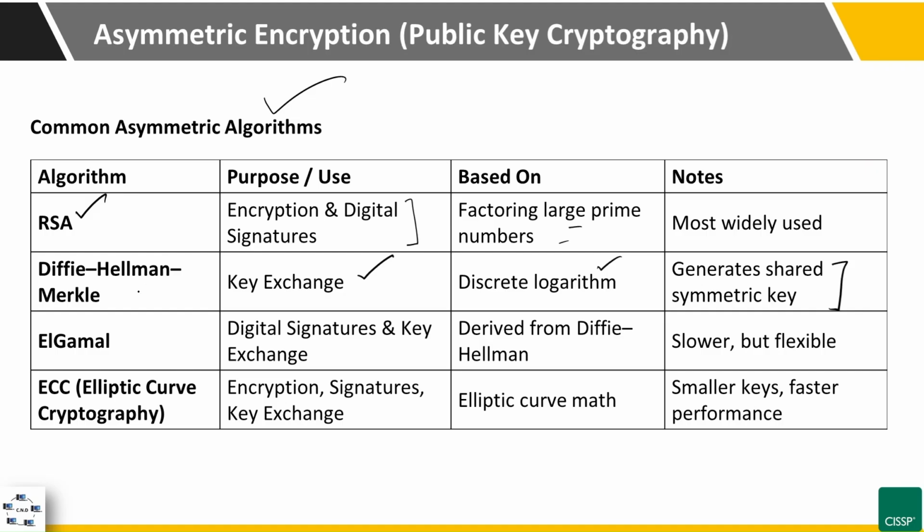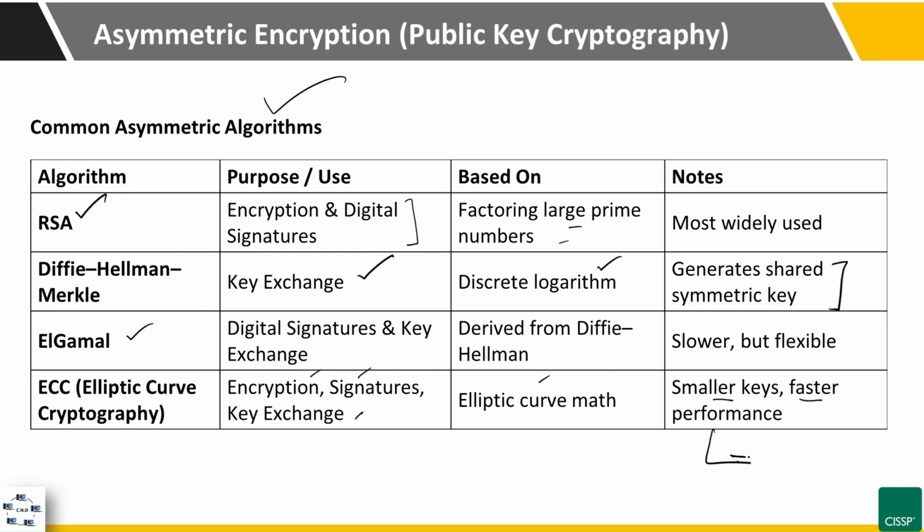So it is basically the Diffie-Hellman-Merkle algorithm that is used for generating the symmetric shared key and sharing with the parties. ElGamal is used for digital signatures and key exchange, and it is derived from Diffie-Hellman. It is slower but flexible. ECC, an important one, elliptic curve cryptography, is used for encryption, signatures, and key exchange, and it is based on the elliptic curve method. So it has smaller keys but faster performance.